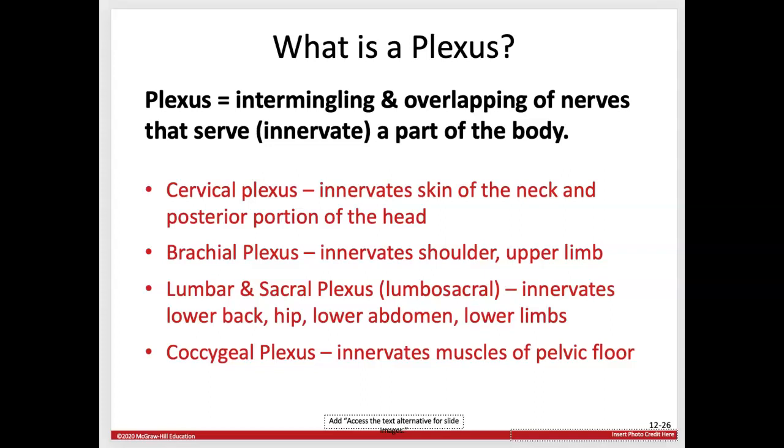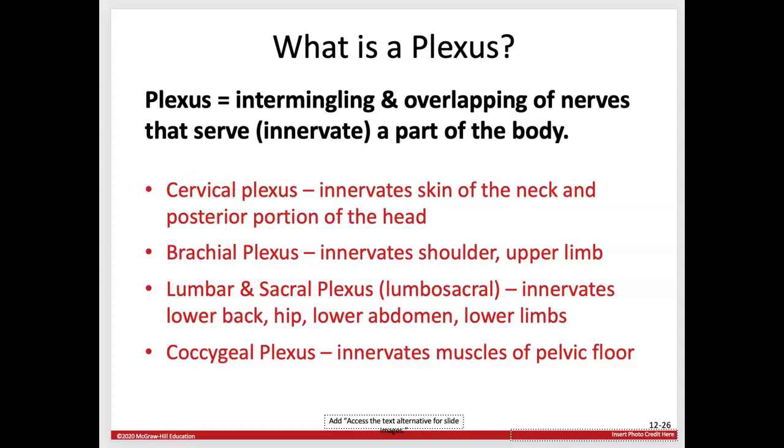So the cervical plexus is up in your upper neck, and it makes sense to me due to its location that it's going to innervate the skin of the neck and the posterior portion of the head, so the back of the head. So the cervical plexus coming off the spinal cord is going to serve the uppermost part of the body, not considering the face, okay, or the top of the head. So skin of the neck, posterior portion of the head, cervical plexus.